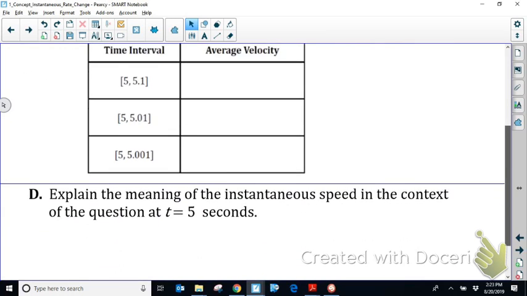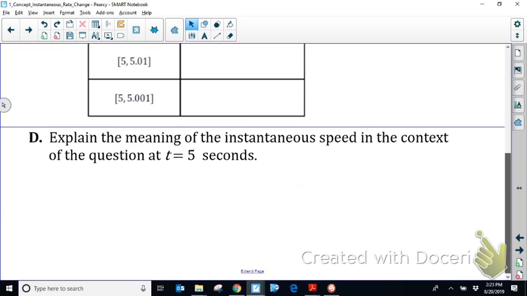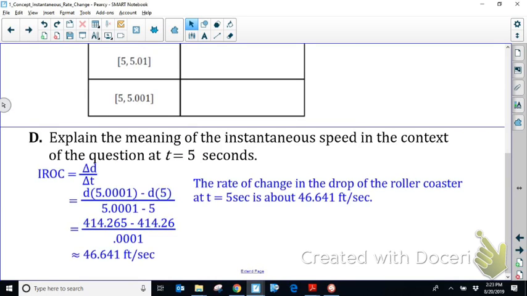So moving down, where it actually says explain the meaning of the instantaneous rate of speed in context of time equal to 5 seconds, we need to approximate it. The instantaneous rate of change, I'm using 5.0001 seconds as my time interval, so 5.0001 to 5. And when I plug those numbers into the function, I get about the 414.3 and the 414.26. And when I take the difference of those and divide it by the 0.0001, I get about 46.641 feet per second.